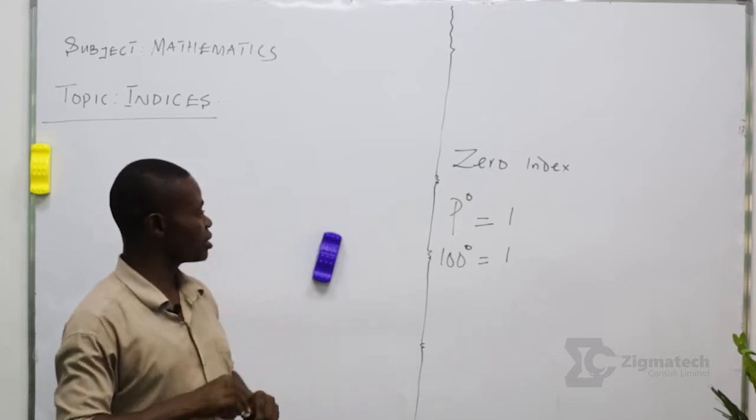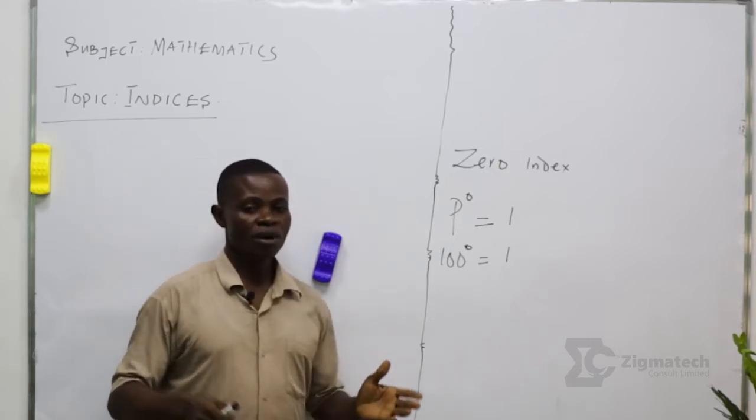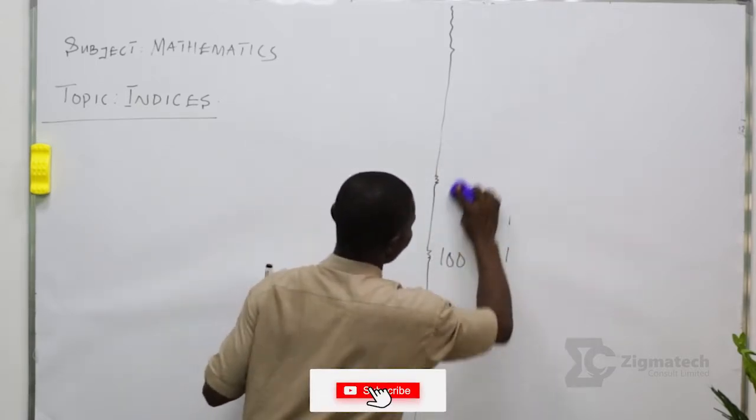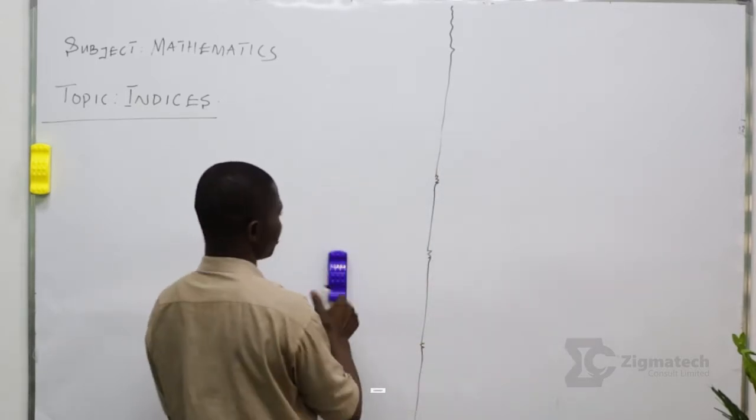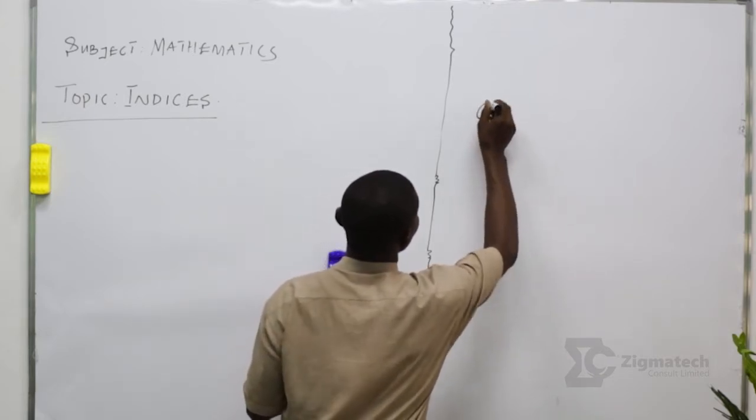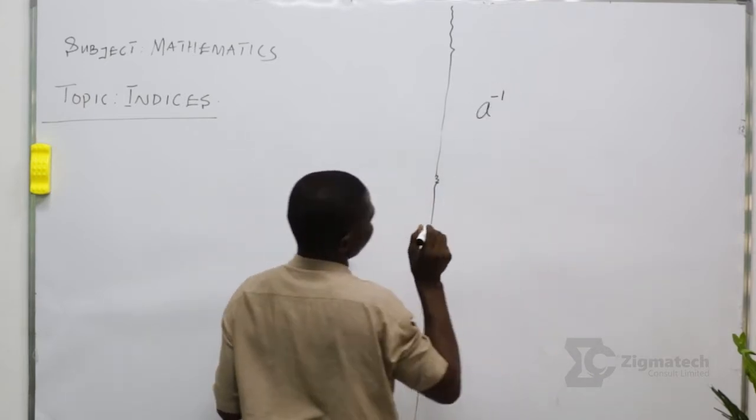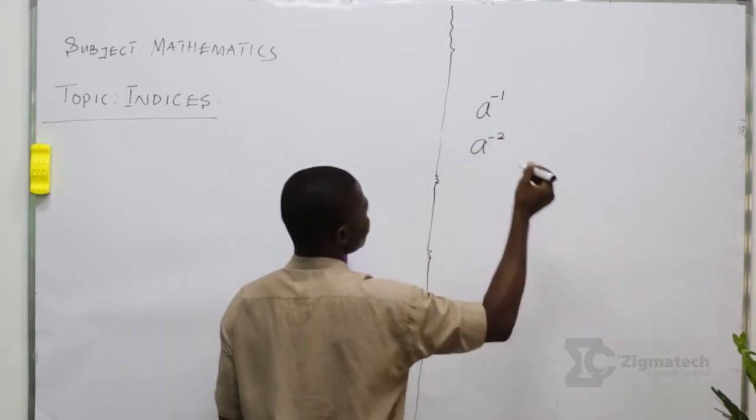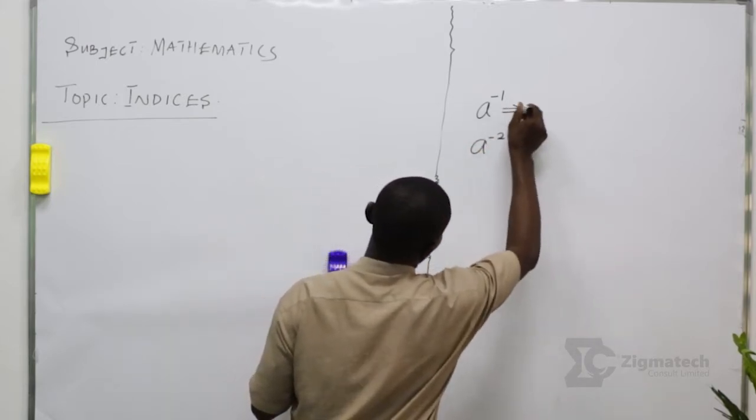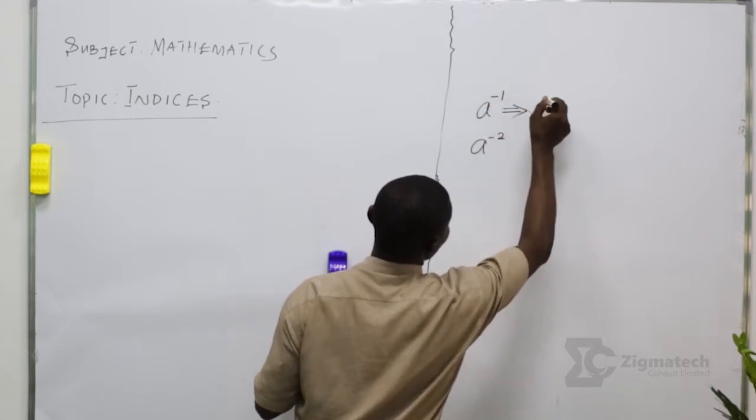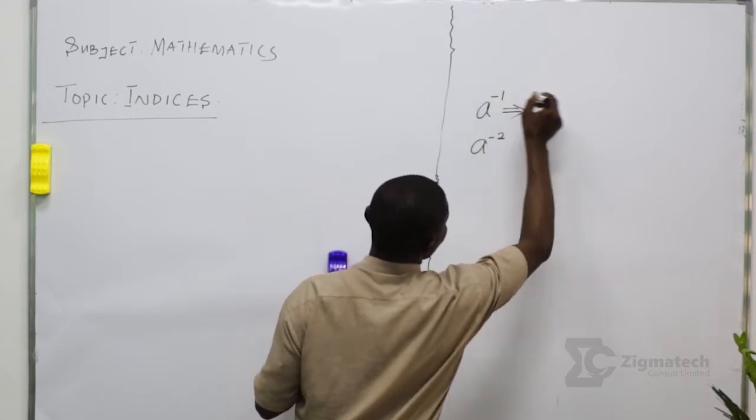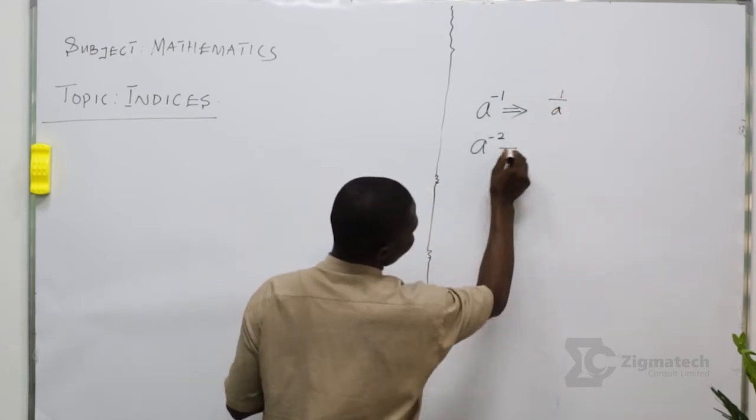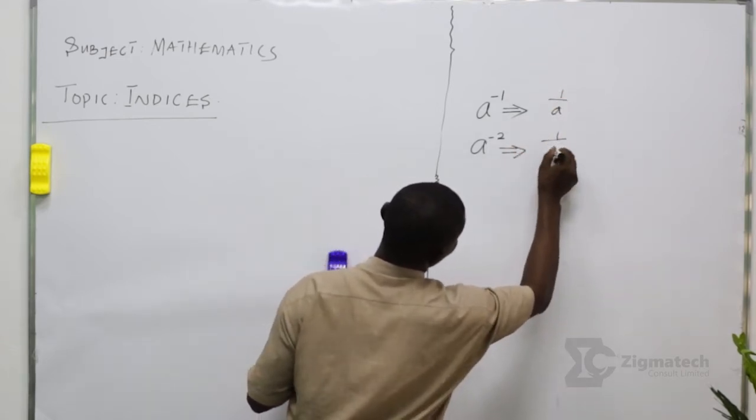Let's get the next law of indices, which is the negative index law. The negative index law is talking about whenever a number or a variable is raised to minus 1 or minus 2 or minus 3. Interpreting this mathematically, it simply implies that this could be written this way, 1 all over a. To interpret this, it implies 1 all over a squared.